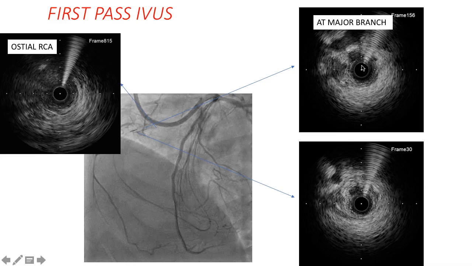So exactly, our IVUS catheter is sitting in the true lumen. And this is the distal RCA where it is sitting in the true lumen. So our wire crossing is all true to true.